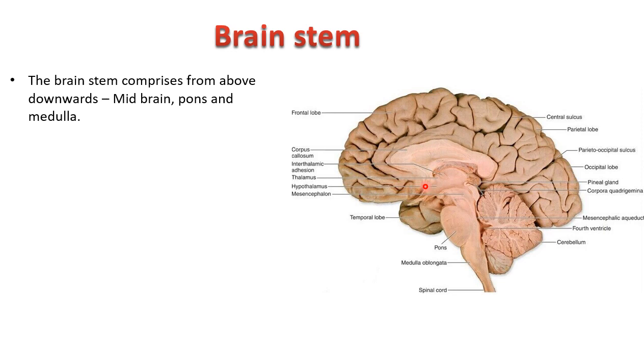So now, as I told you, the brain stem comprises of midbrain, pons and medulla. So this connects your forebrain with the spinal cord. Okay, so it connects the forebrain with the spinal cord. That is why it is called as the brain stem.